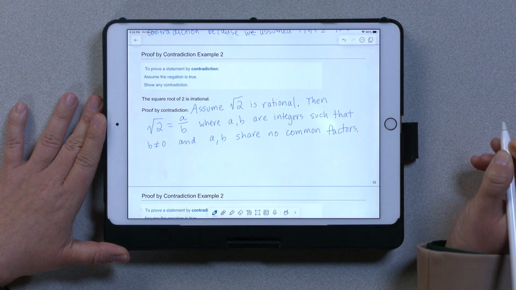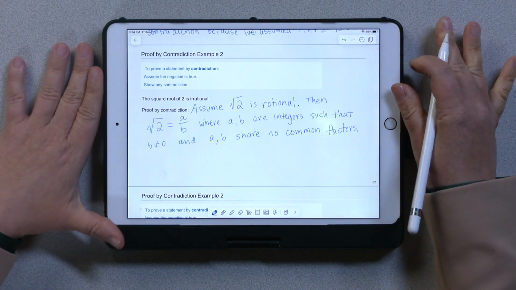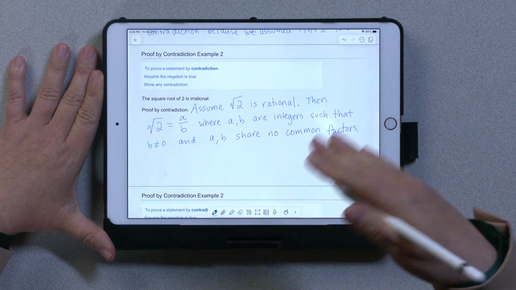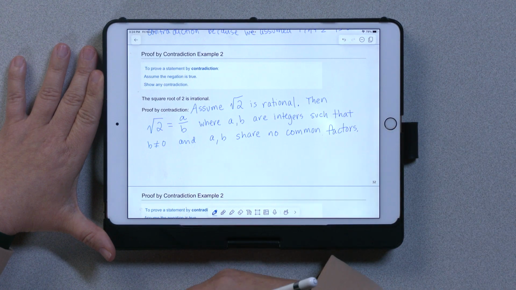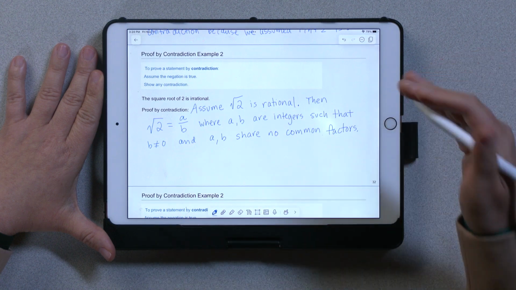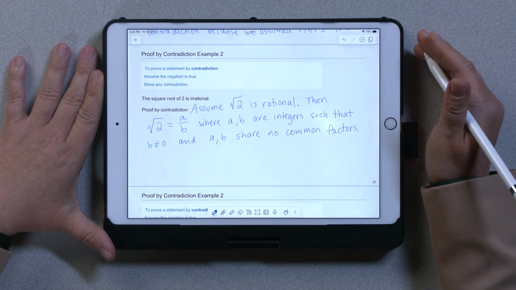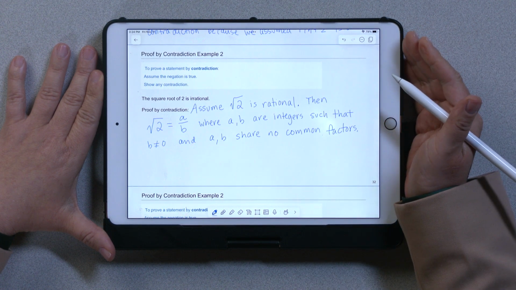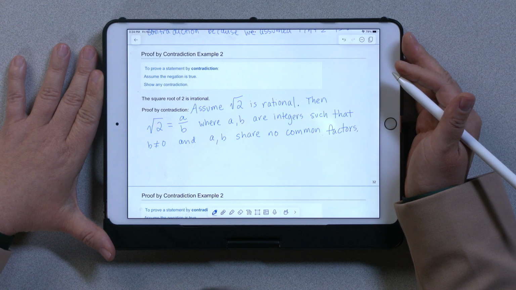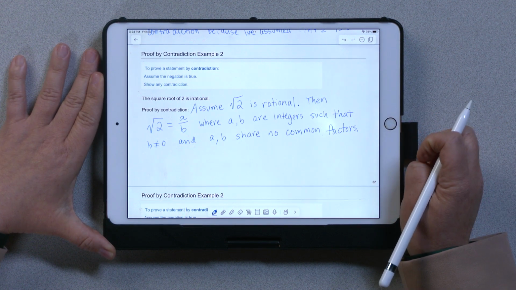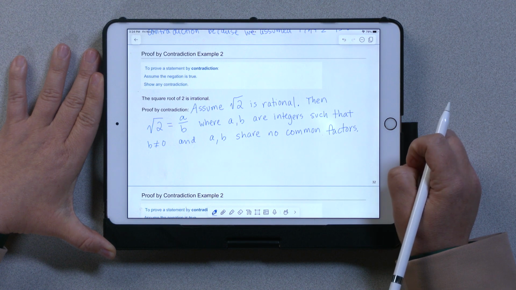Well, this is useful because if a and b shared common factors, we could just cross them off. For example, if both a and b were even, we could just divide by the 2 that they had in common, and we can do that for other factors too. So we'll assume that a and b share no common factors, or we could just simplify the fraction. So we've expressed the square root of 2 as a rational number, as the ratio of two integers, and now we want to see if we can derive any contradiction.